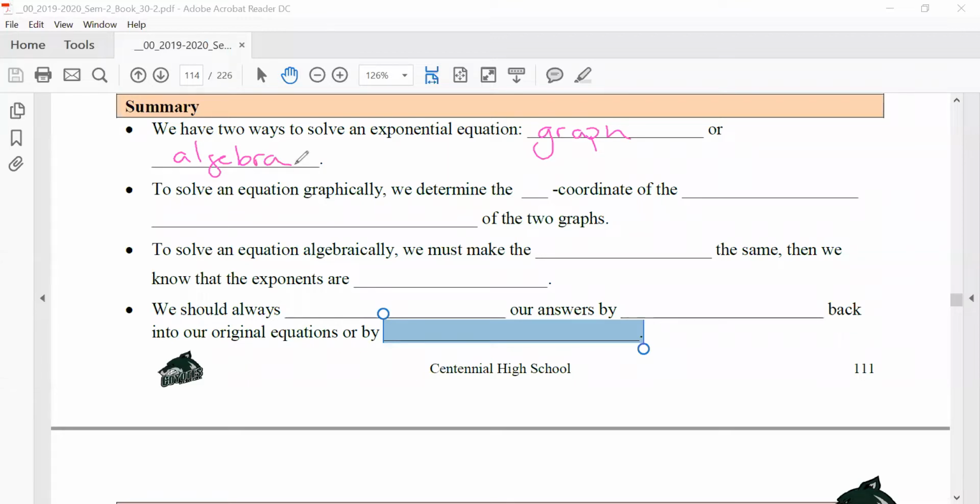To solve an equation graphically, we determine the x coordinate of the point of intersection. You've been doing that for a long, long time. To solve an equation algebraically, we must make the bases the same. Then we know that the exponents are equal. We should always check our answers by subbing whatever our answer is back into the original equation, or by graphing it. I've got this lovely blue box here, I have no idea why.